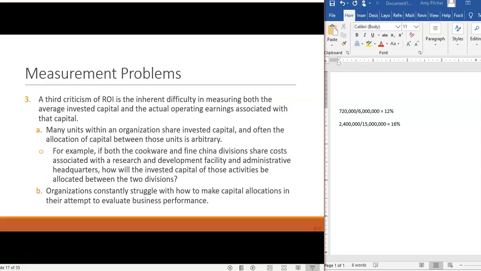Another thing that is against ROI is that capital investments are kept at historic cost, and it's all historic information. And sometimes historic information doesn't give you the best ideas about different things that could be happening within your company.